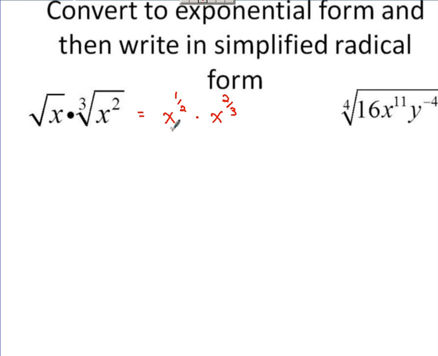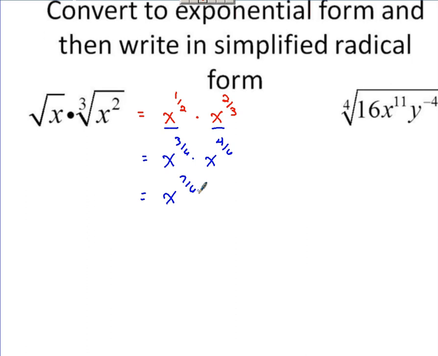So I'm not dealing with actual numbers here. I got variables, so I can't use the little prime trick like we did before. Here I do have like bases, so I could multiply by adding my exponents. Finding a common denominator, I'd have x to the 3/6 times x to the 4/6. So that would give me x, adding those powers, to the 7/6.